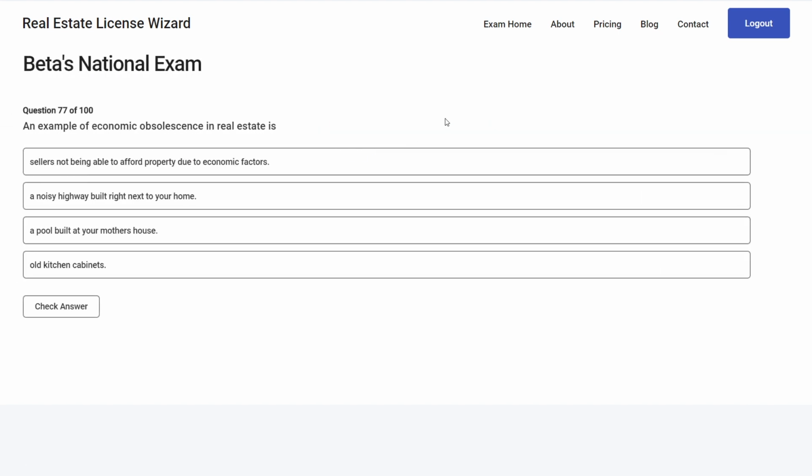All right, 77. An example of economic obsolescence in real estate is sellers not being able to afford property due to economic factors, a noisy highway built right next to your home, a pool built at your mother's house, or old kitchen cabinets. All right, another economic obsolescence question. So these do come up on the exam pretty often. As I mentioned, depreciation is a huge section of the exam. So come up with the answer. Think this one over.